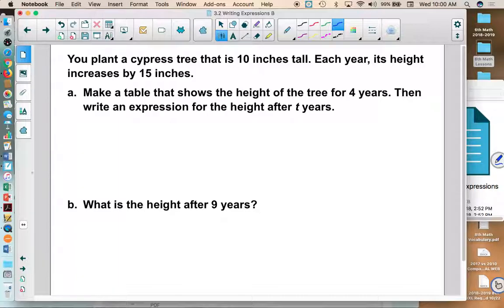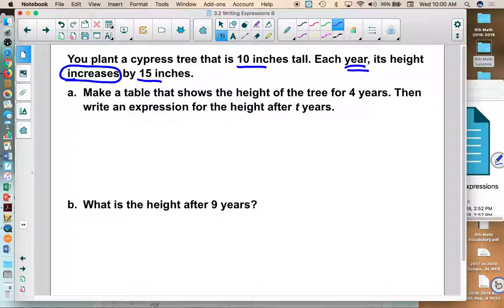You plant a cypress tree that is 10 inches tall. Each year, its height increases by 15. Well, it starts out at 10 inches. That's important. Increase 15. And I need to know that is yearly. Okay, that's kind of important, yearly. Okay? It says make a table that shows the height of the tree for 4 years. Then write an expression for the height after T years, so after however many years.